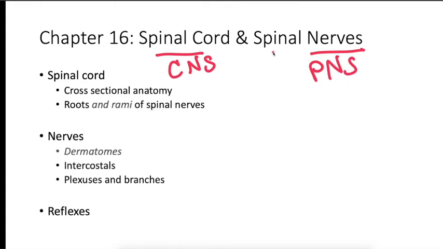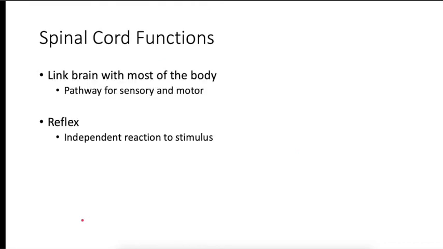Spinal refers to the fact that these come from the spinal cord versus cranial nerves, which were in chapter 15. Those are nerves that are also PNS. All nerves are, but they come out of the brainstem specifically. So now we're going to be talking about nerves that come out of the spinal cord. Spinal cord functions, pretty straightforward. I mean, it'll link the brain with most of the body.